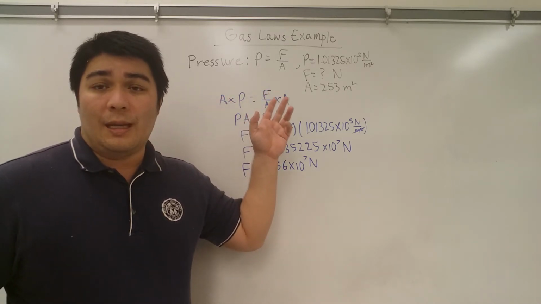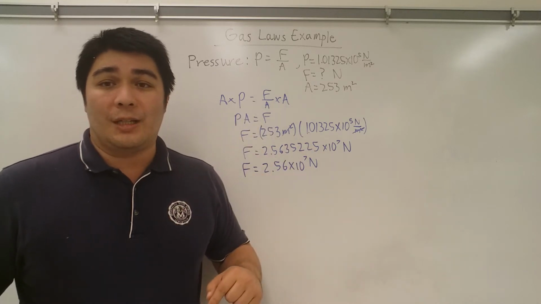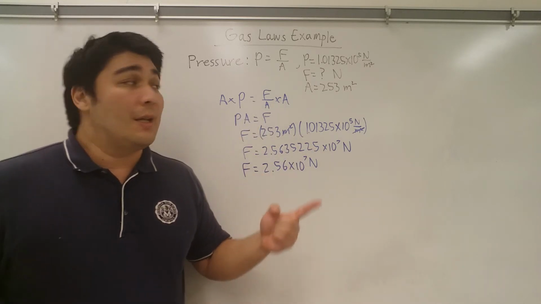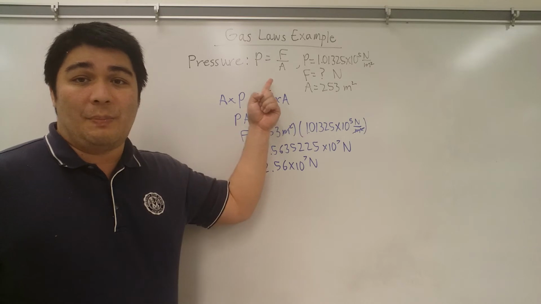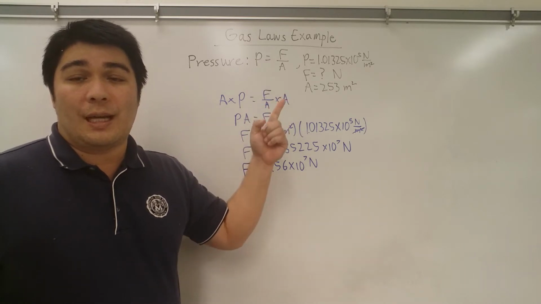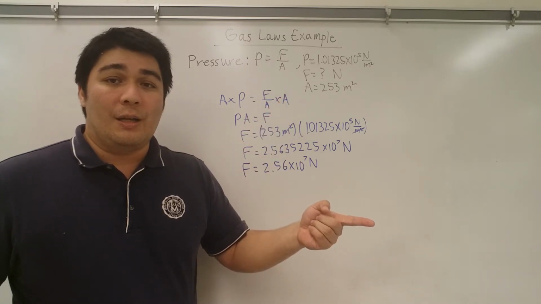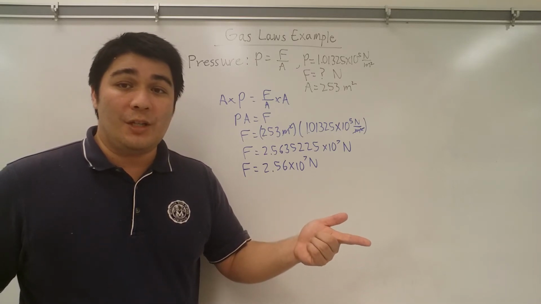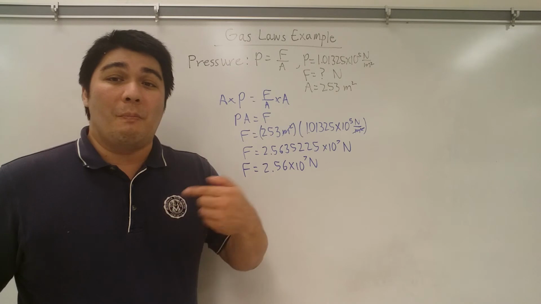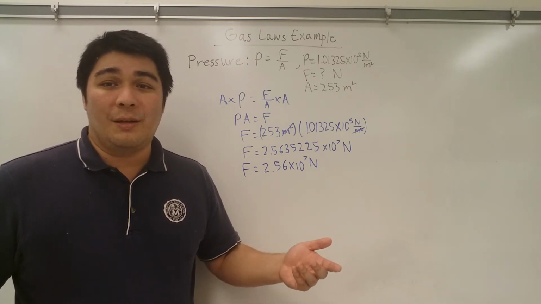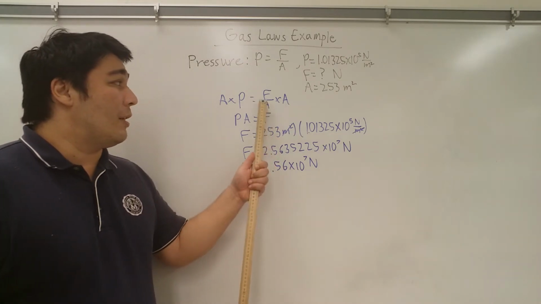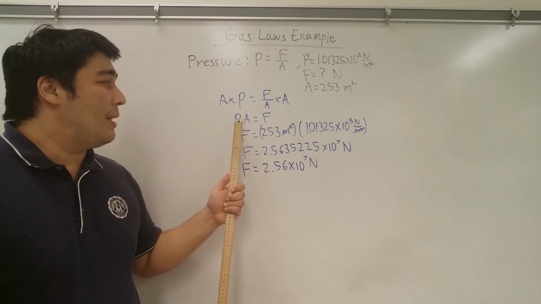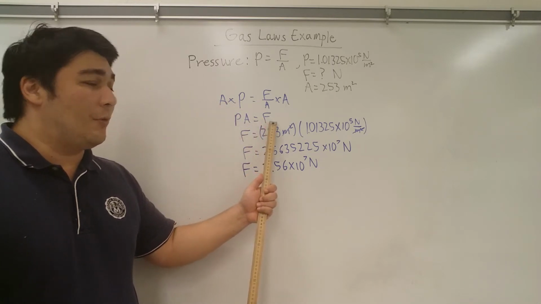your variable that you want and doing the opposite operation that's being done to it. So in this case, my force is being divided by area. So what I'll do is I will do the opposite operation that's being done to force, which is division, and the opposite operation of division is multiplication. So I will multiply both sides of the equation by area, which is what I did right over here. So I've got pressure times area is equal to force.